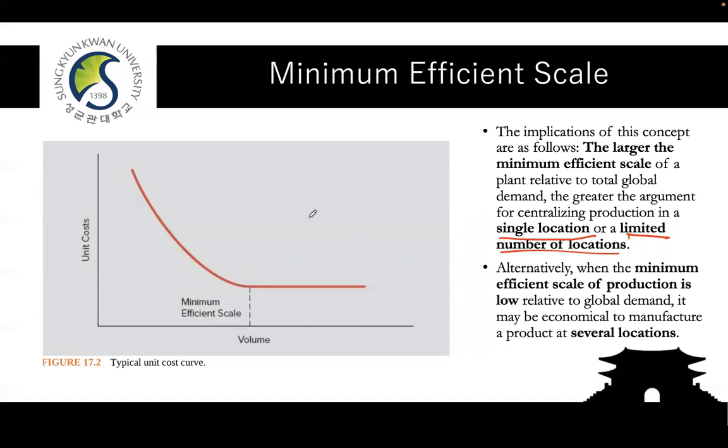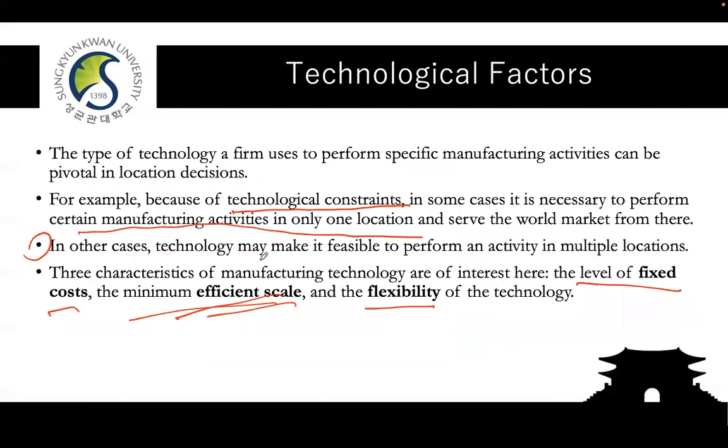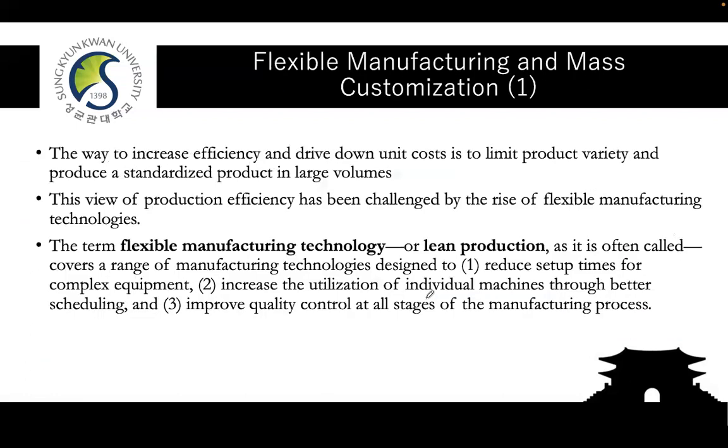But on the other hand, if the minimum efficient scale is quite low, I mean, even by producing 500 units it is already minimum efficient, then we could split or spread the production everywhere, in many locations. Okay, and then the third one, flexibility of the technology.